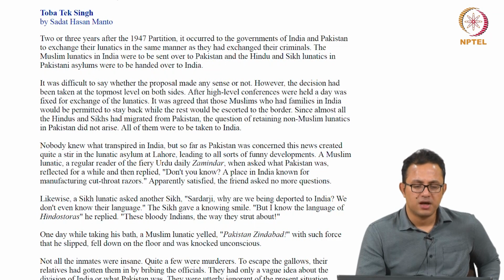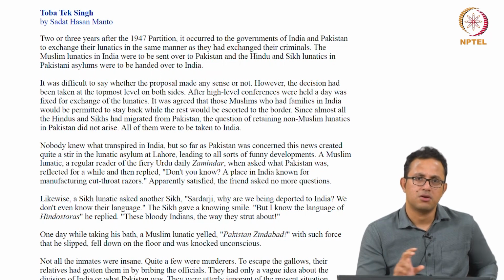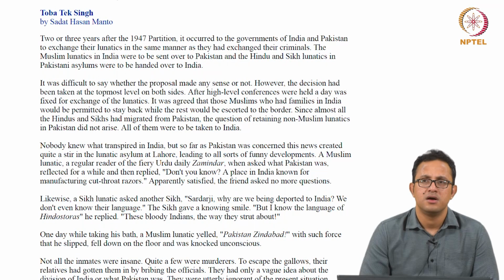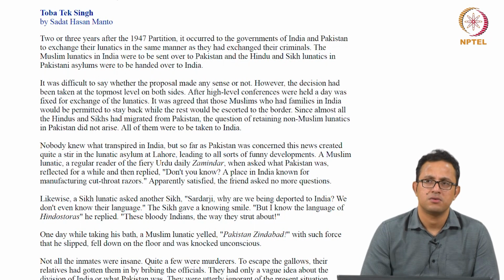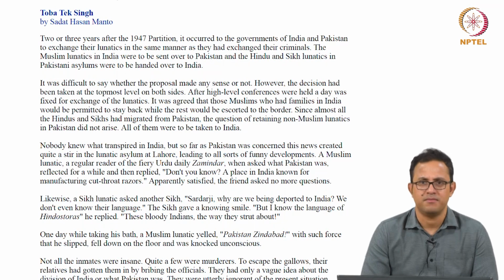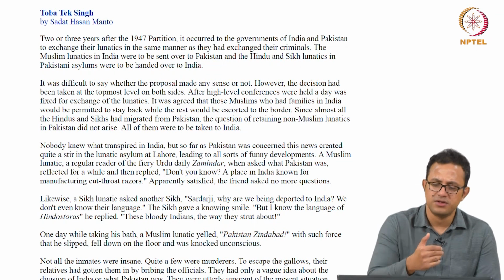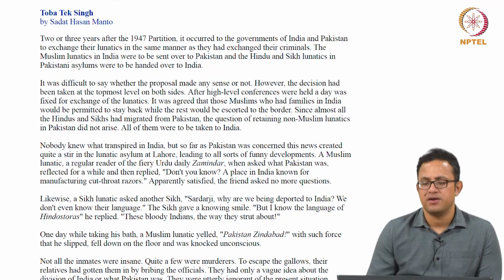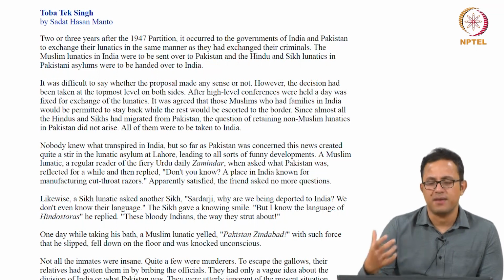"Two or three years after the 1947 partition, it occurred to the governments of India and Pakistan to exchange their lunatics in the same manner as they exchanged their criminals." Again, look at the conjoining of criminals and lunatics. The interesting thing is these are not really alleged citizens. Criminals are dissenters, lunatics are madmen. So neither of these two categories subscribes to the normative category of citizenship, right? They don't really belong to that normative map as such.